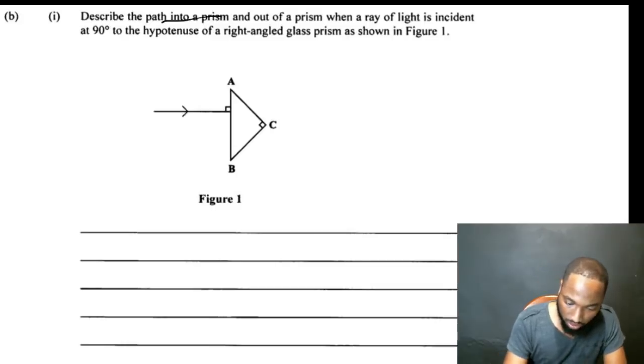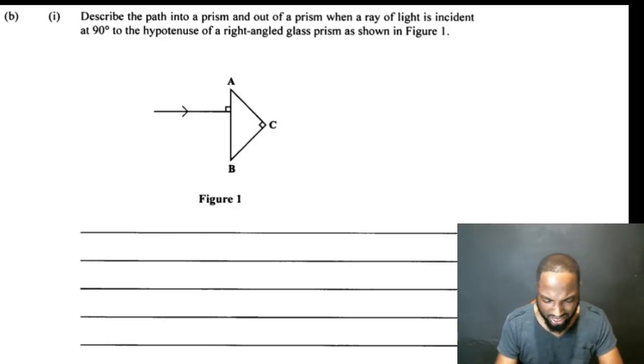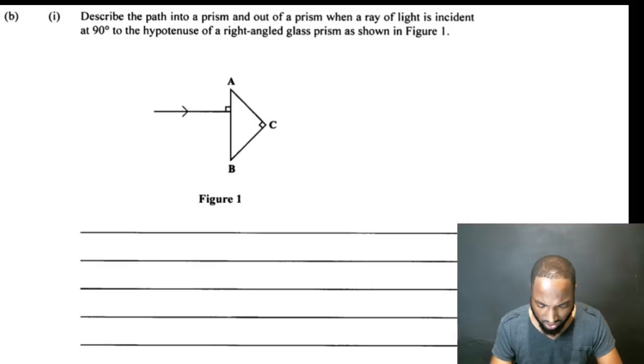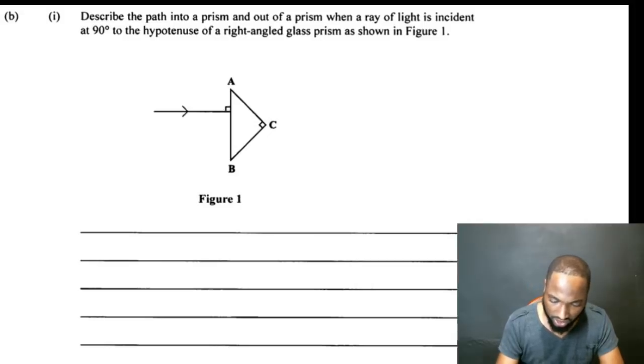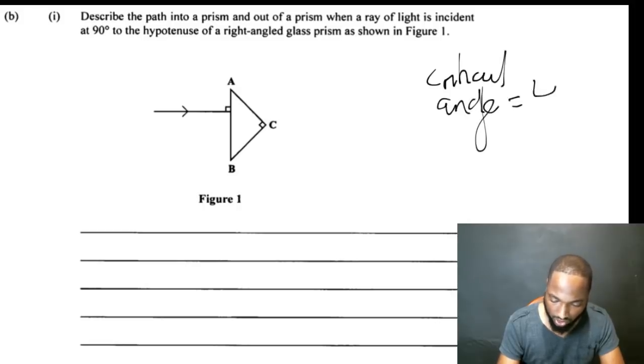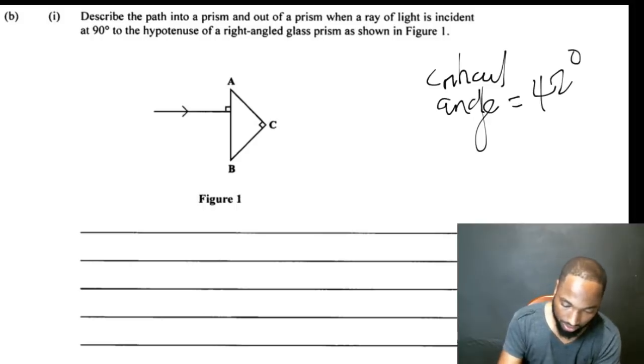Describe the path into a prism and out of a prism when a ray of light is incident at 90 degrees as shown. Right angle glass prism as shown there. They say to use the critical angle for glass is 42. So can anyone write all this? This is kind of long, eh? But since the light is moving along the normal, it will continue straight here.